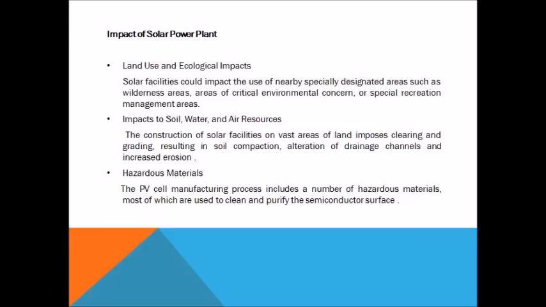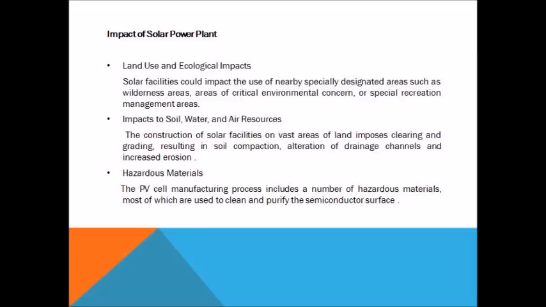The solar power plant will impact land use and have an ecological impact. The solar facility could impact the use of neighboring specially designed areas such as wilderness areas, areas of critical environmental concern or special recreation management areas. Then it will impact the soil, water and air resources. The construction of a solar facility on a vast area of land imposes clearing and grading, resulting in soil compaction, altering of drain channels and increased erosion.